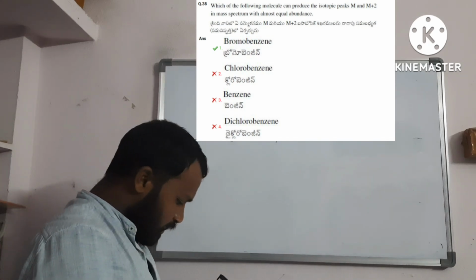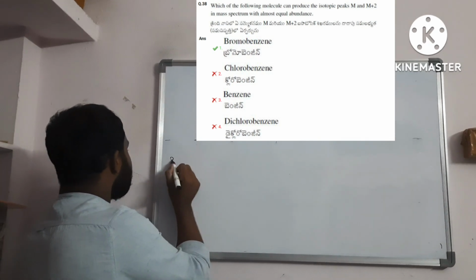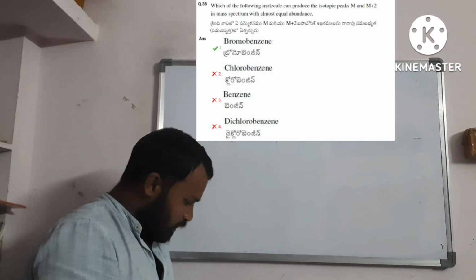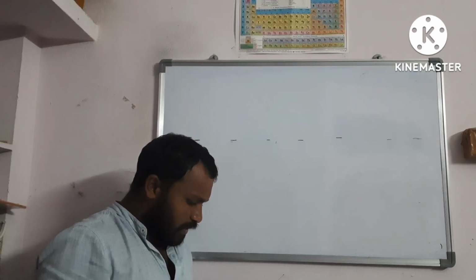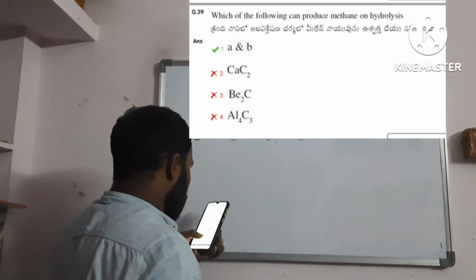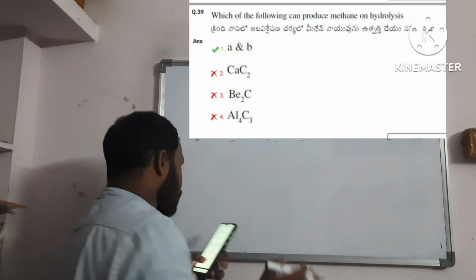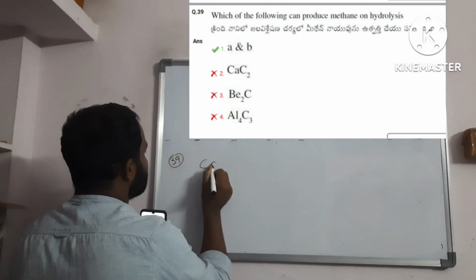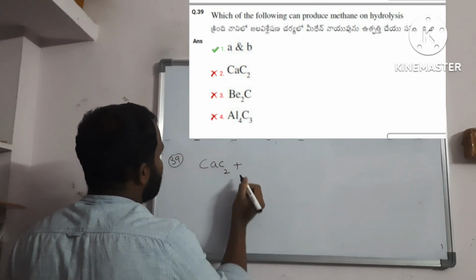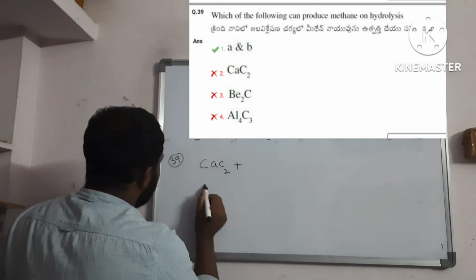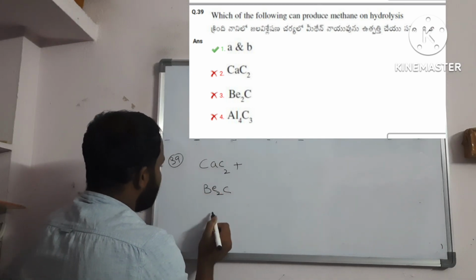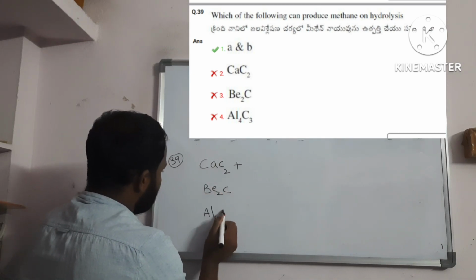Next question number 39. Which of the following can produce methane on hydrolysis? The options given are calcium carbide, beryllium carbide, and aluminium carbide, but I am writing the reactions of all: calcium carbide, next beryllium carbide, then aluminium carbide, Al4C3.